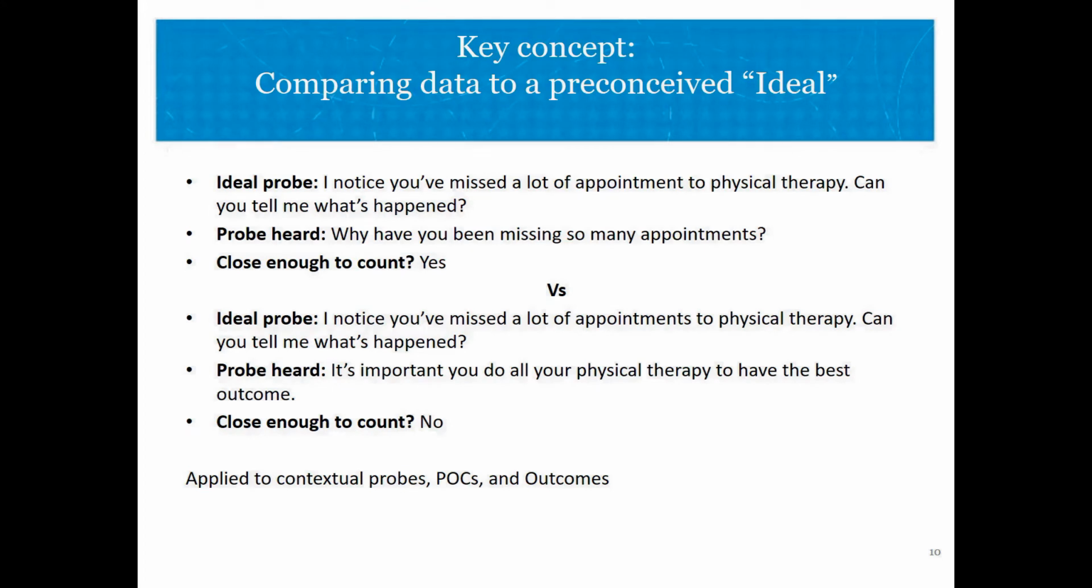One key concept that I want to mention about how 4C works is the preconceived ideal. This is basically an anchoring technique. So what happens, and let's start with the probe as an example. After hearing a contextual red flag, the coder will write out what they think would be an ideal probe. For instance, "I notice you've missed a lot of appointments to physical therapy. Can you tell me what's happened?" Then the coder will listen to what the actual probe was. In this example, "Why have you been missing so many appointments?" And then the coder will ask themselves, "Is the probe that I heard close enough to the ideal probe to count?" And in this example, yes, it is substantively really the same thing.